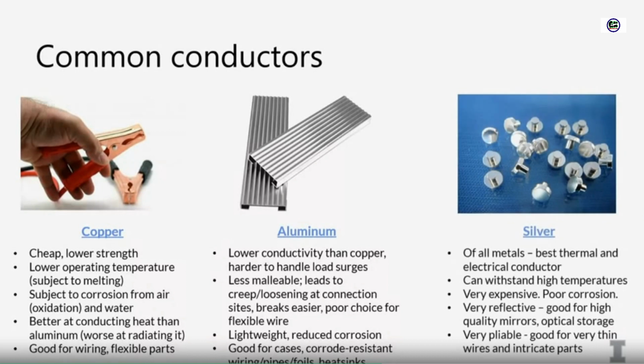Another choice for a conductor is silver. So of all the metals, silver is the best electrical conductor. It's very good at conducting electricity, very low resistance. So if you're dealing with environments where you're very battery constrained and you need to transmit electricity, silver is a great choice for that. Silver also happens to be the best thermal conductor as well. So if you have something that's hot and you need to get the heat away from that, you can use silver. Silver has a high melting temperature, so it can withstand high temperatures.